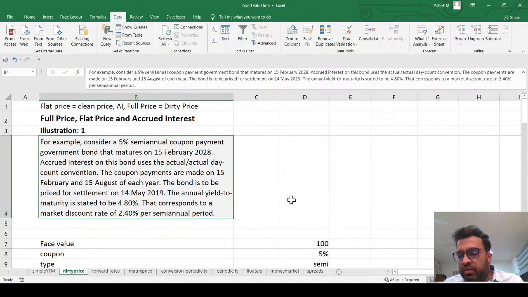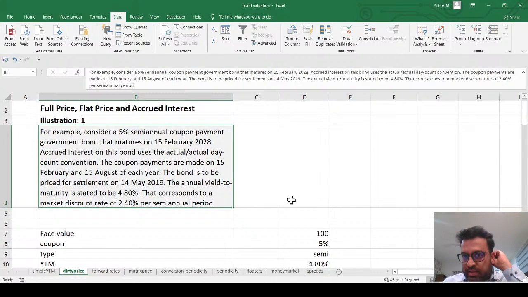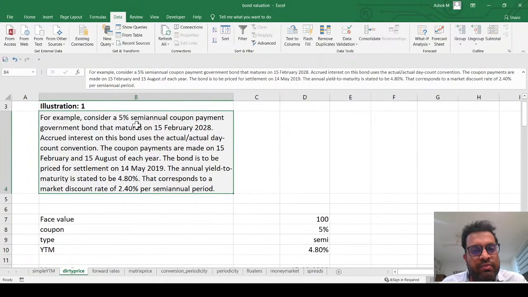Okay, so we'll quickly do one. We'll go through one illustration. So consider a 5% semi-annual coupon payment government bond that matures on 15th February 2028. Accrued interest on this bond uses actual day count convention. Coupon payments are made on 15th February and 15th August of each year. The bond is set to be priced for settlement on 14th May 2019. The annual yield to maturity is 4.8%.